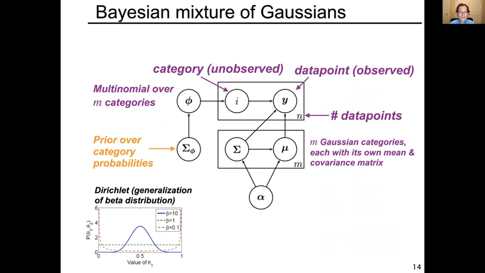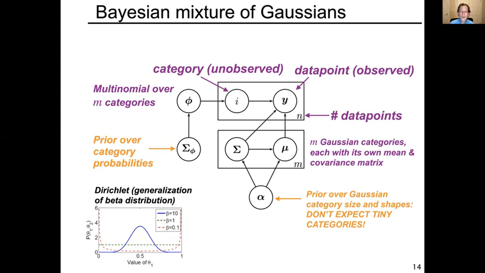And in practice, what's often used is the Dirichlet distribution, which is a generalization of the beta distribution. We'll review the beta distribution a little later today. The Dirichlet is a multinomial version of it. And so it's a prior over multinomial probabilities. The second part is this prior over Gaussian category sizes and shapes. For simplicity, we'll just denote this as alpha.